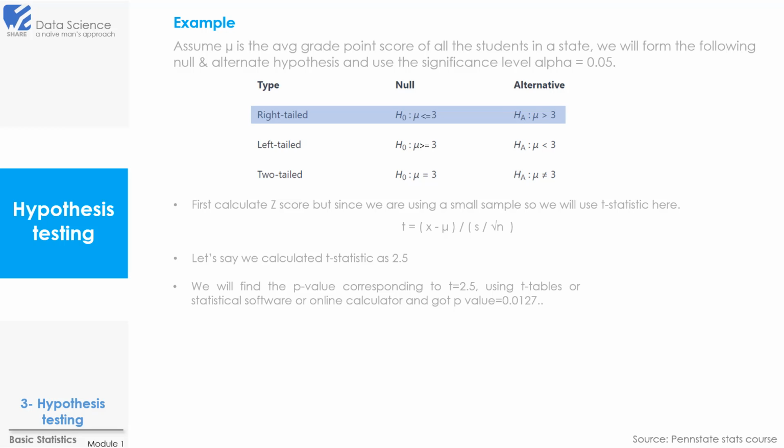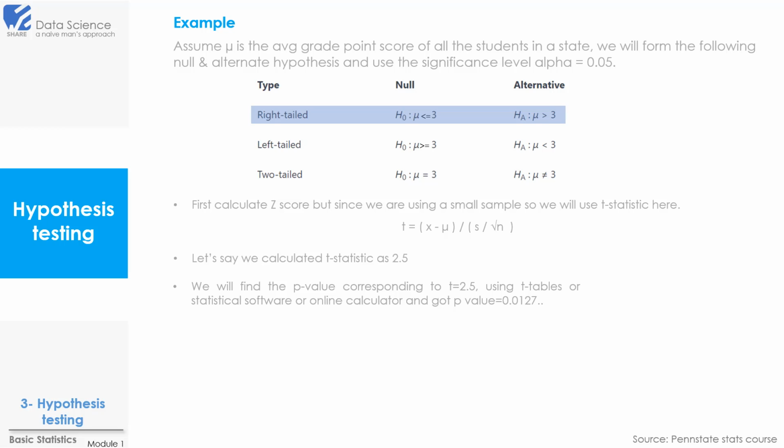Now let's say we got p-value is equal to 0.0127 by using an online calculator. So in an online calculator, we have to give t is equal to 2.5 and degree of freedom is equal to n minus 1, which is 15 minus 1 is equal to 14. We'll input these values and we'll get p-value is equal to 0.0127.